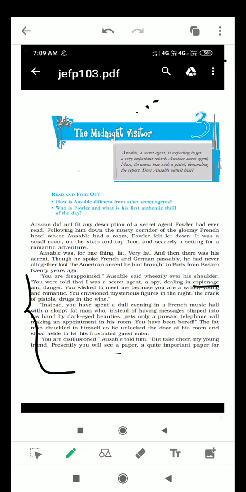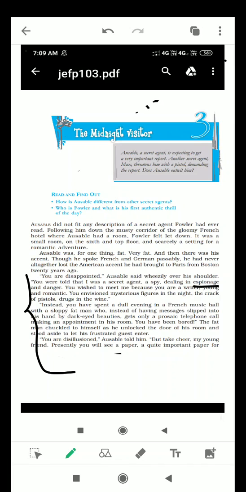The next character is Fowler. He is the midnight visitor. He is quite strange. Yes, he was a quite strange visitor, a visitor who paid a visit at midnight. That means he did not have any kind of common sense. However, he was a writer. He wrote particularly romantic stories. He was writing a book based on secret agents, and that is why he needed some conceptions and ideas to compose his book.